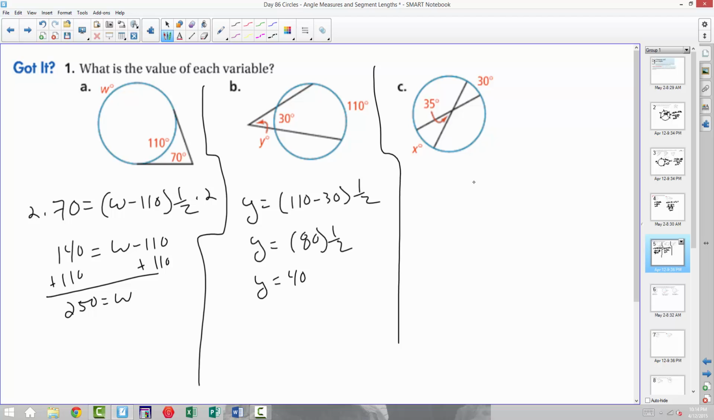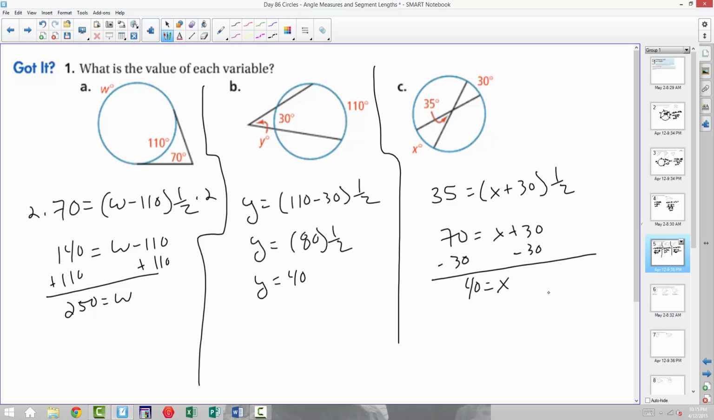Be careful for this example C. The angle is on the inside, formed by two chords, therefore it's the addition of the two arc measures times a half. So I know that 35 is equal to the sum of the two arc measures that are on the circle times a half. So I have 70 equals x plus 30, minus 30 from both sides. So 70 minus 30 is 40. So x is equal to 40.